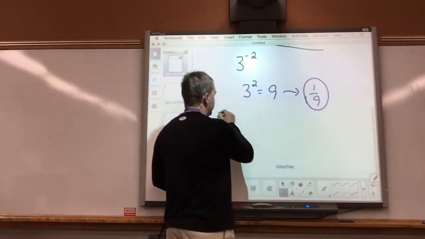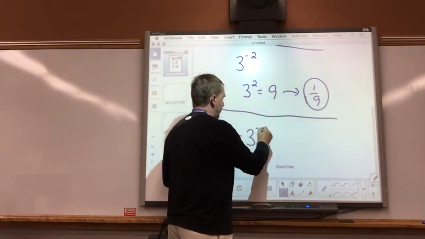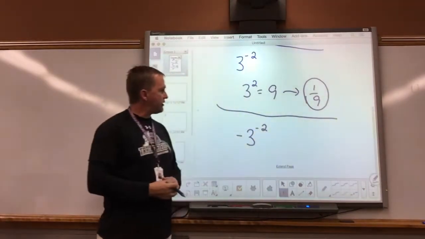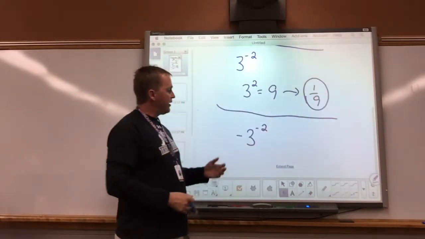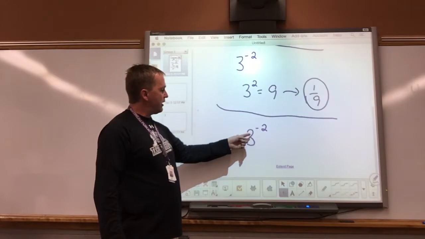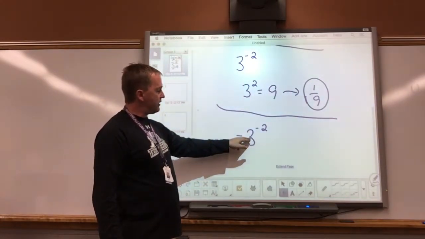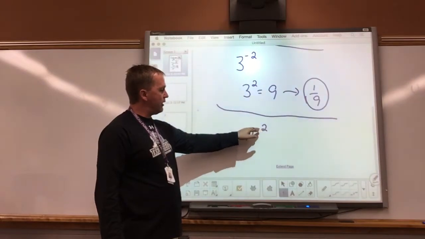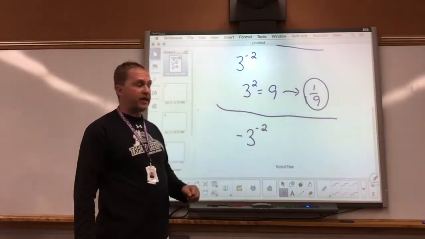I'm now going to take something like negative 3 to the negative 2. I'm going to change this just slightly, simply because I want to remind students here that this negative 2 power is really only sitting on the 3. So this tells me that I need to take 3 to the second power, I need the reciprocal of it, and then I need to make sure my answer is negative.